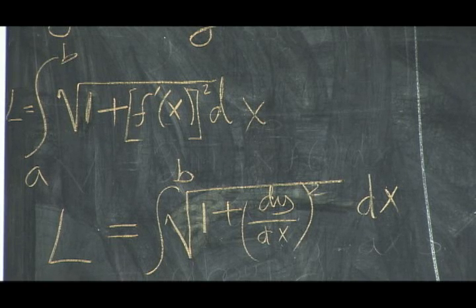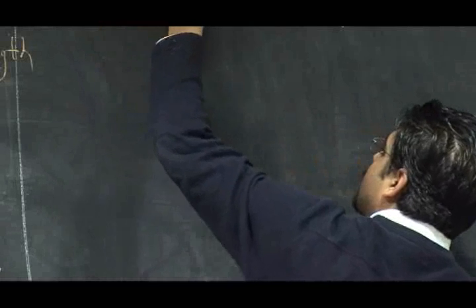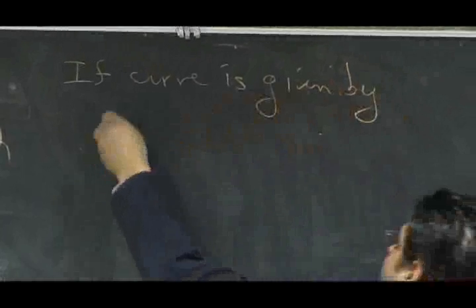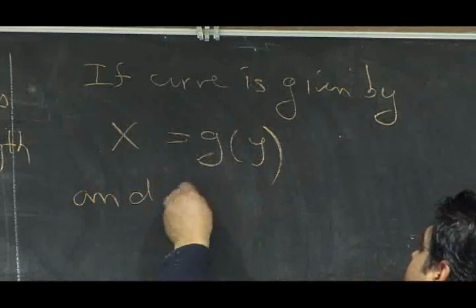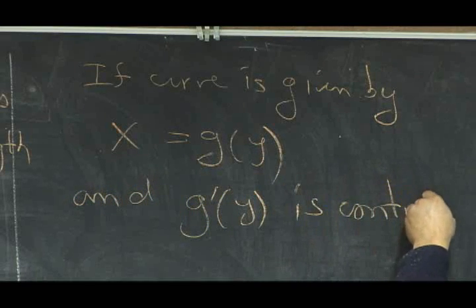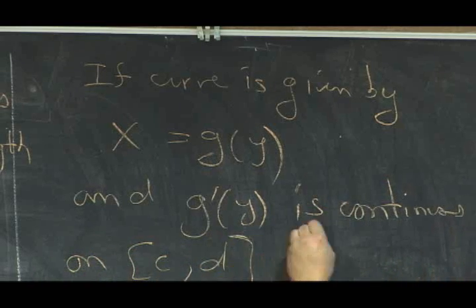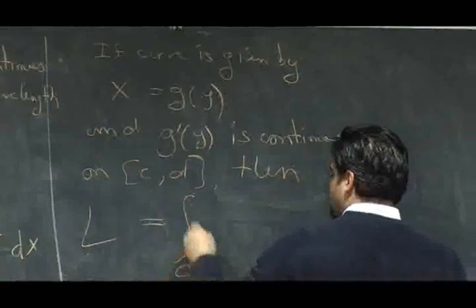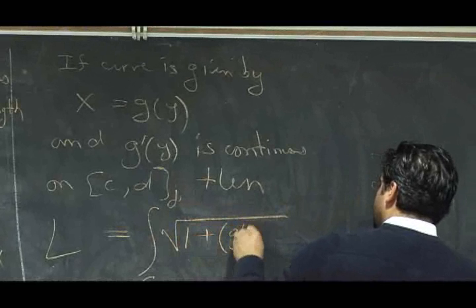Okay, so let's do another one. Now, you should know that if the curve is given by x equals g of y, and g prime of y is continuous on [c, d], then the arc length is the integral from c to d of the square root of 1 plus g prime of y squared dy.